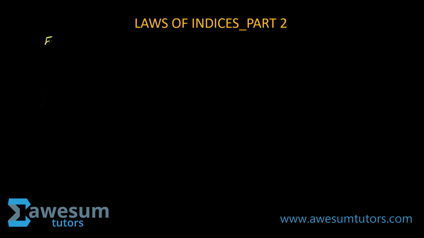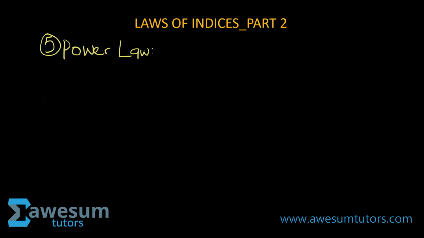So let's look at the 5th law of indices, which is what we call the power law. Now what this is saying is that if you have a number which is raised to a certain power and is again raised to another power, what you do is multiply those powers together.